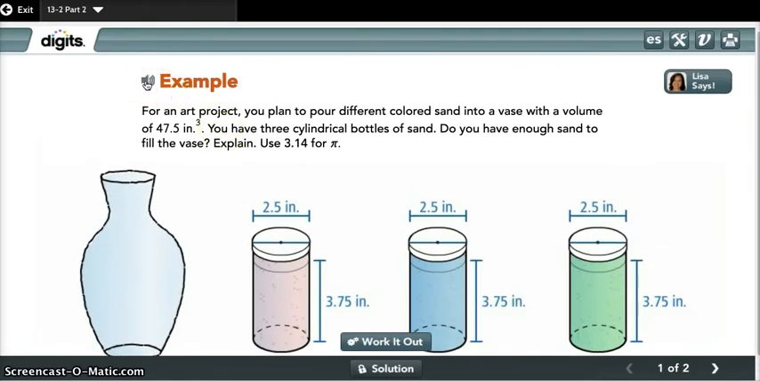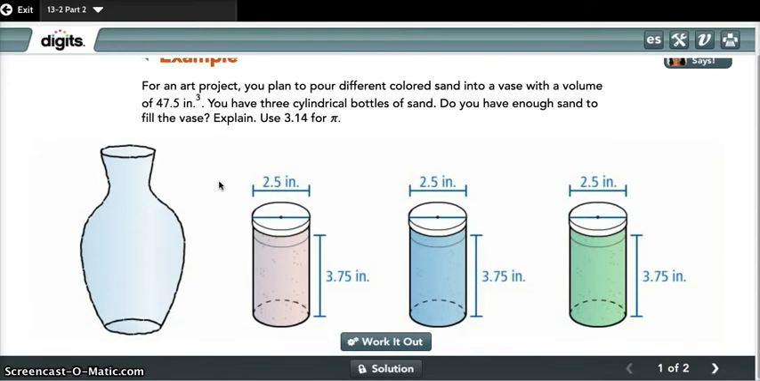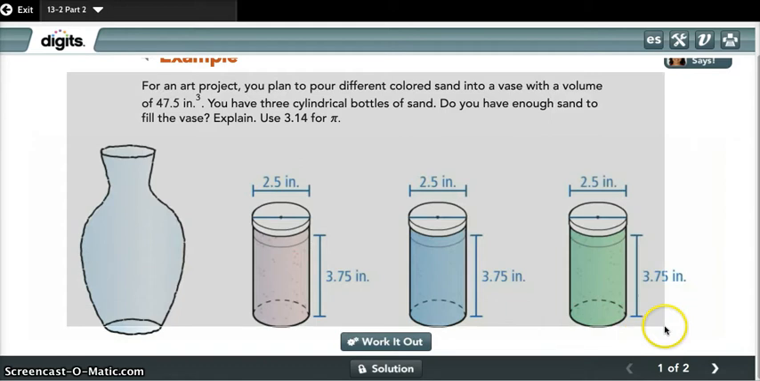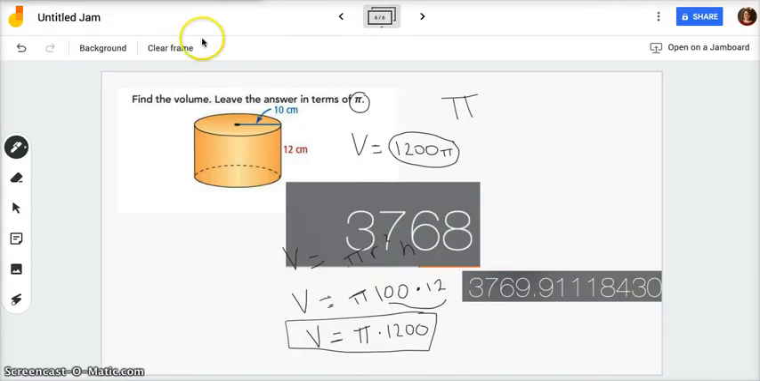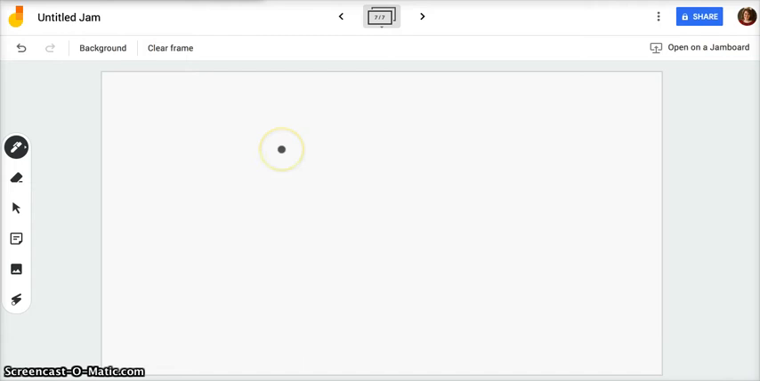Let's listen to it. For an art project, you plan to pour different colored sand into a vase with a volume of 47.5 cubic inches. You have 3 cylindrical bottles of sand. Do you have enough sand to fill the vase? Explain. Use 3.14 for pi.